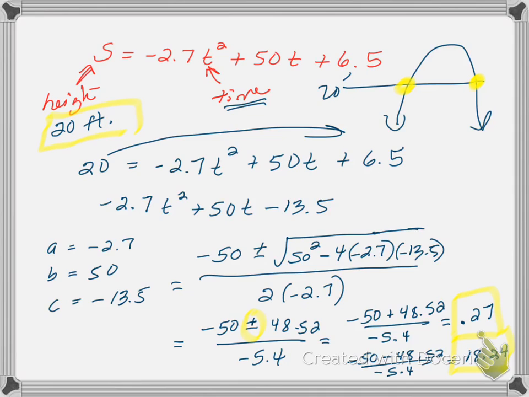All right, and then for part B, a similar process, but here it wants to know when the ball is at ground level. So instead of 20, you're going to repeat the whole process with the height being 0.